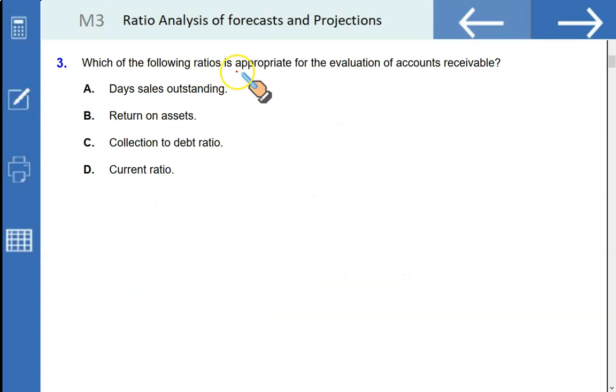Which of the following ratios is appropriate for evaluation of accounts receivable? In the reverse order, current ratio is appropriate for evaluation of liquidity. Collection to debt ratio has nothing to do with the evaluation of accounts receivable. Return on assets is appropriate for the evaluation of profitability, return on the total assets, but not for accounts receivable. That is it. Days sales outstanding, how long your customers take to pay you, or how many days your sales remain outstanding in the form of accounts receivable, that is the right option, A.